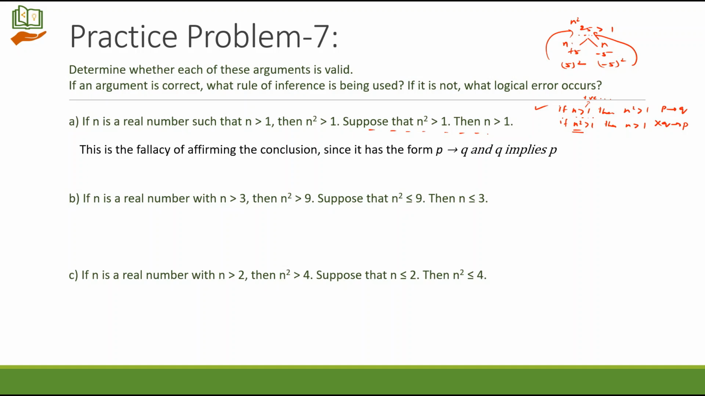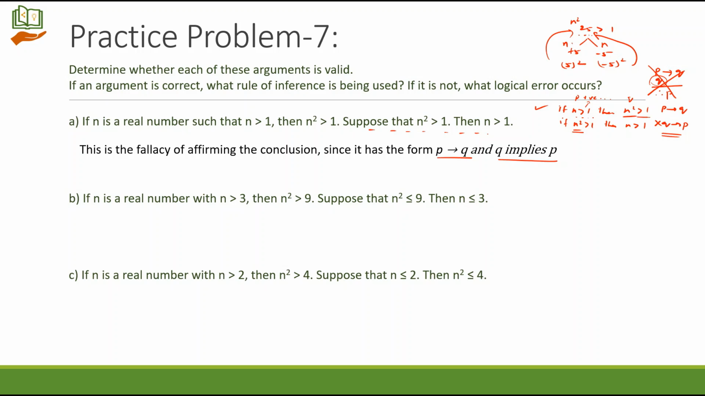You cannot take any rule of inference. But in what way is it wrong? This is the fallacy of affirming the conclusion. Actually, this is P and this is Q. So P is the premise, Q is the conclusion. By affirming this particular conclusion, you are bringing it to the form P implies Q, then Q, therefore P, which we have seen as the fallacy of affirming the conclusion. So definitely this is not a valid argument. This is the fallacy of affirming the conclusion since it has the form P implies Q and Q implies P. This one. Let's go to the second one.